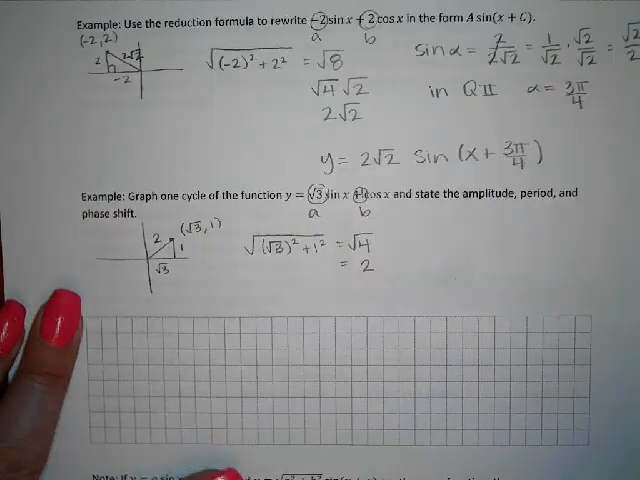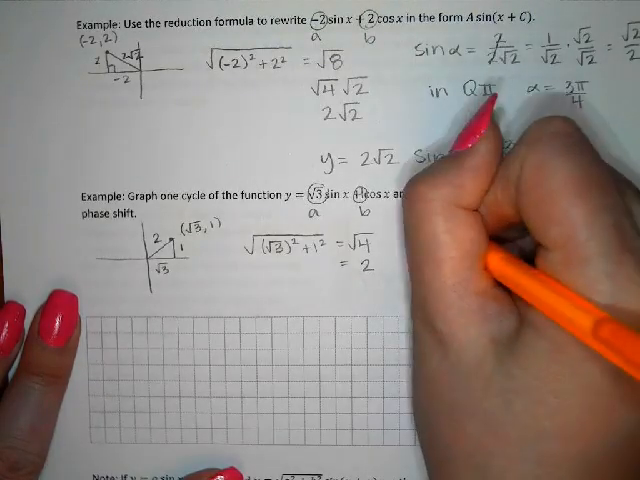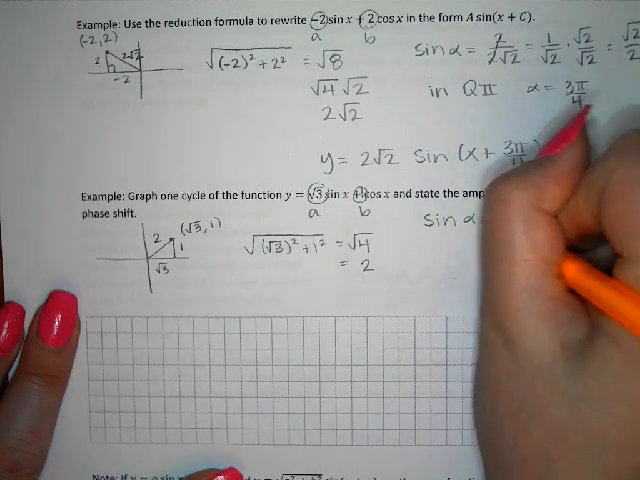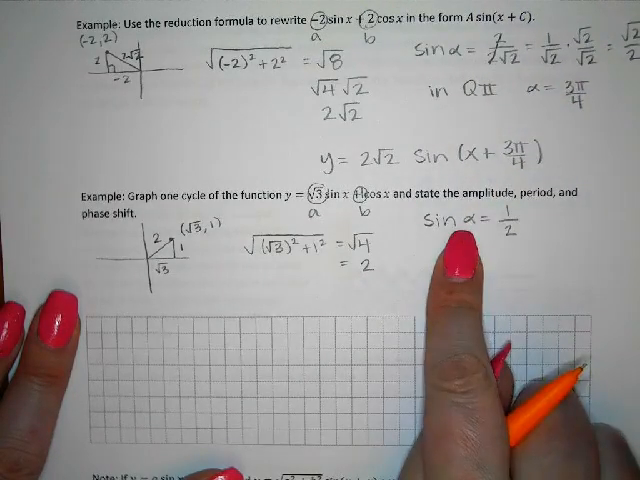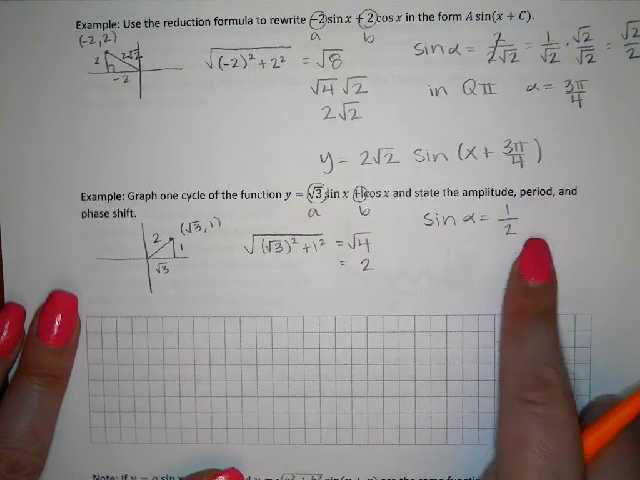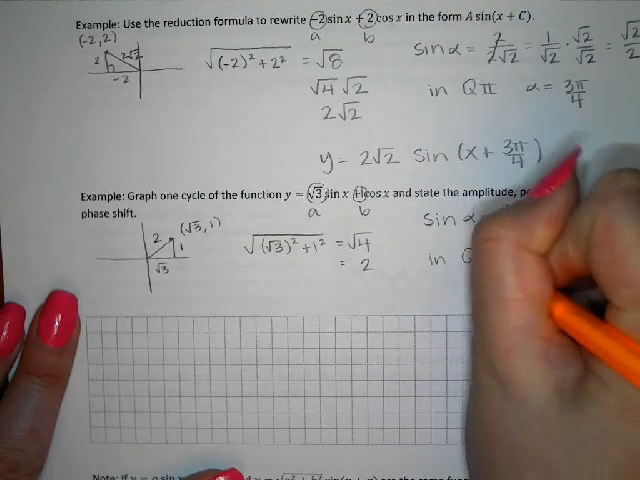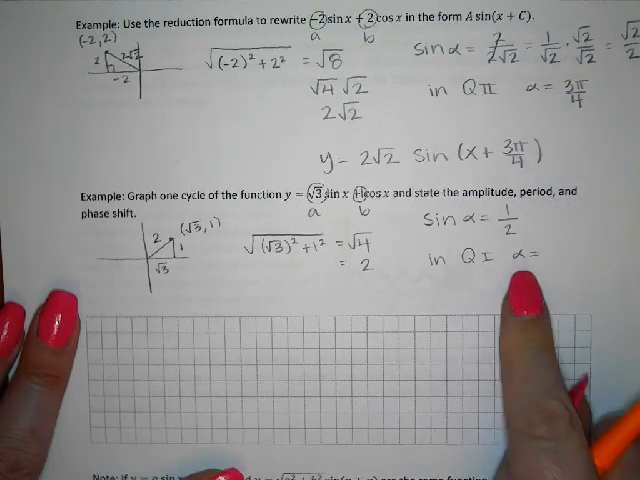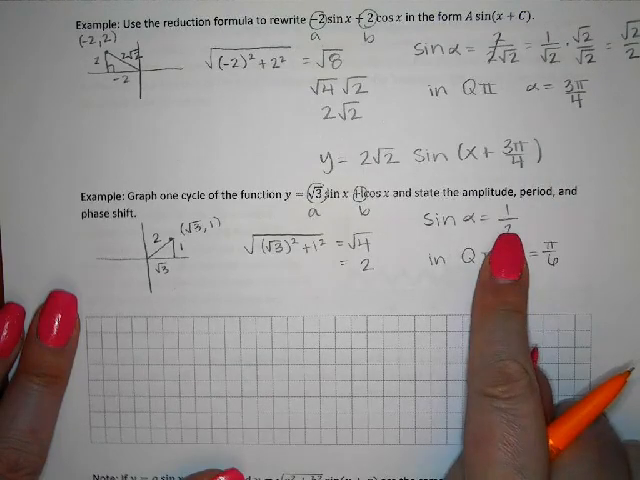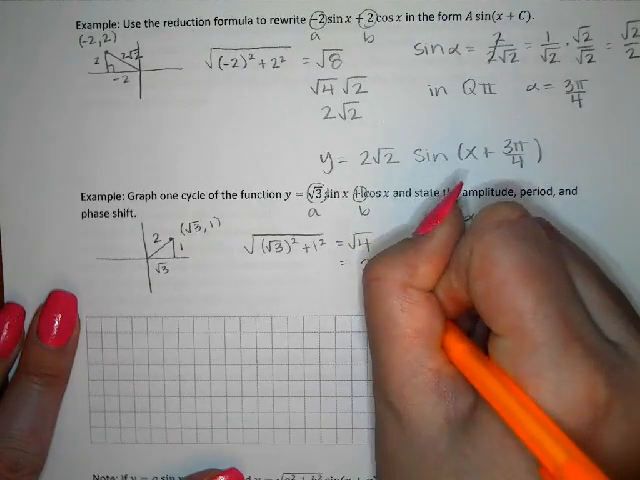And then over here, I'm going to find my alpha. I'm going to say sine alpha is opposite over hypotenuse. So I'm going to say where in quadrant 1 is the y coordinate 1/2. And in quadrant 1, alpha is pi over 6 when the y coordinate is 1/2. And so that means the equation that we're going to graph is 2 sine of x plus pi over 6.